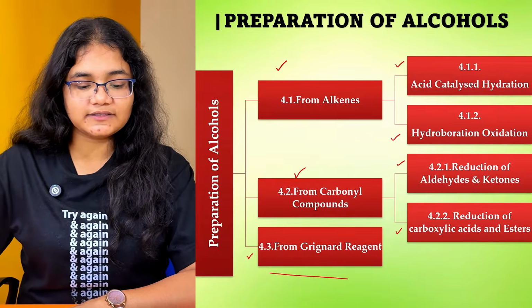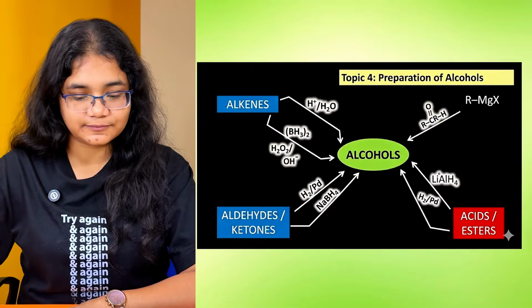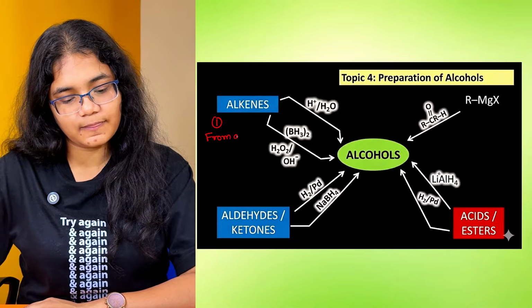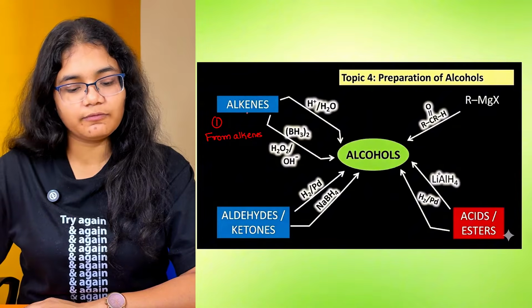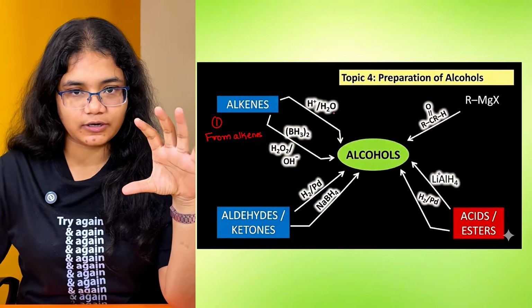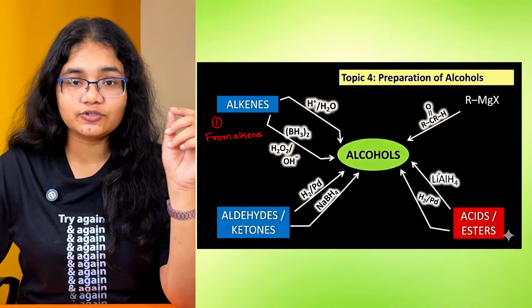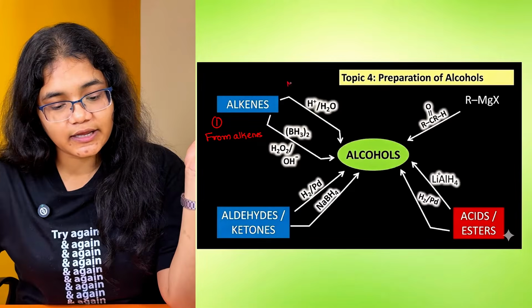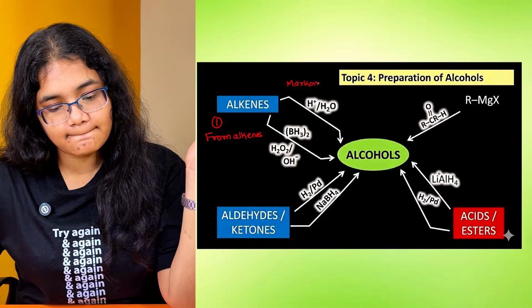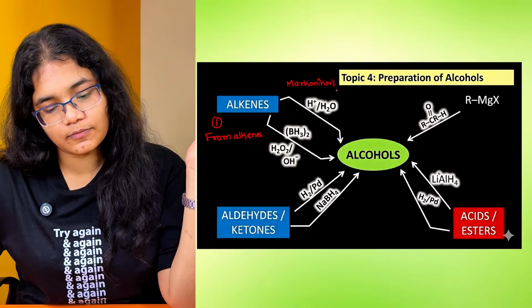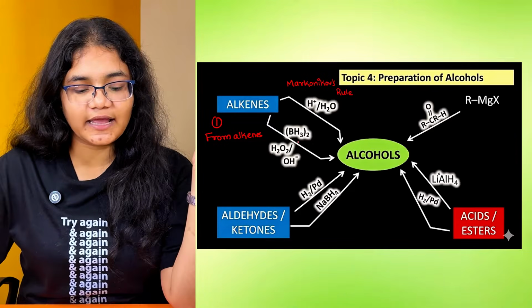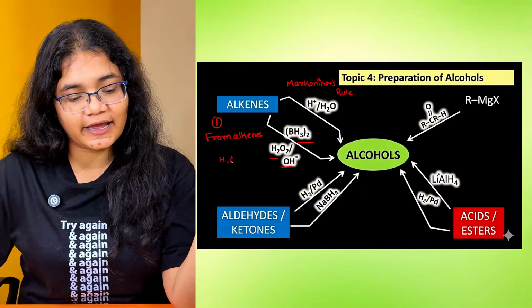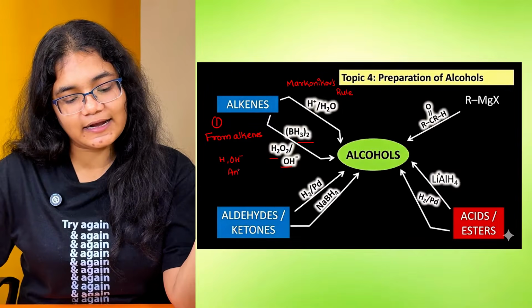Okay, so now let us understand the first method, that is from alkenes. So what will happen if you add H plus and water? Water in acidic medium, so H and OH are added to the double bond. The double bond breaks, H and OH are added, following Markovnikov's rule. Now similarly BH3, H2O2, OH minus, the hydroboration oxidation part, this also adds H and OH following anti-Markovnikov's rule.